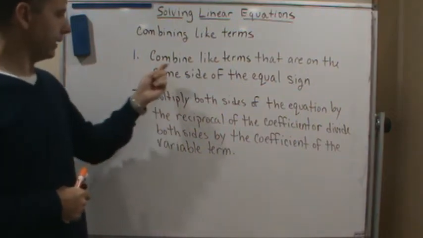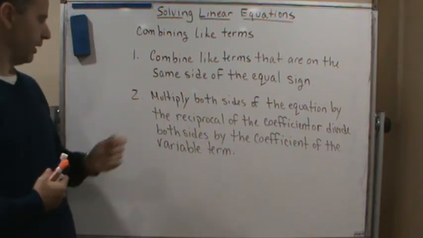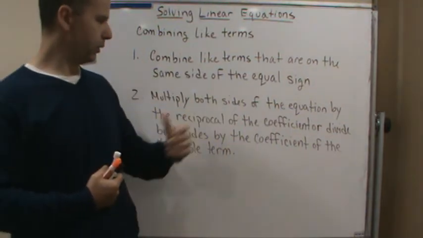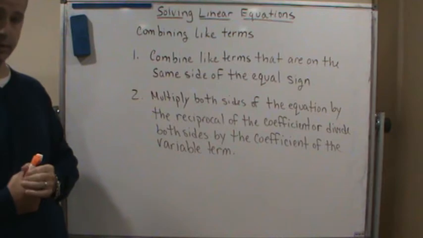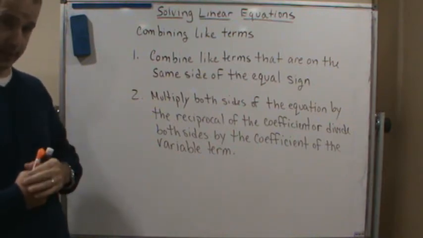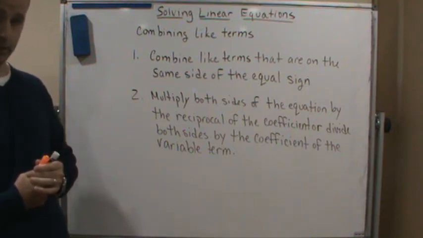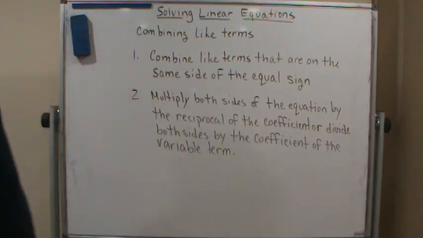You're going to combine like terms that are on the same side of the equal sign. And then once you do that, you're going to multiply both sides of the equation by the reciprocal of the coefficient, or divide both sides by the coefficient of the variable term, okay? And that's it. So let's do some examples and see how this looks.